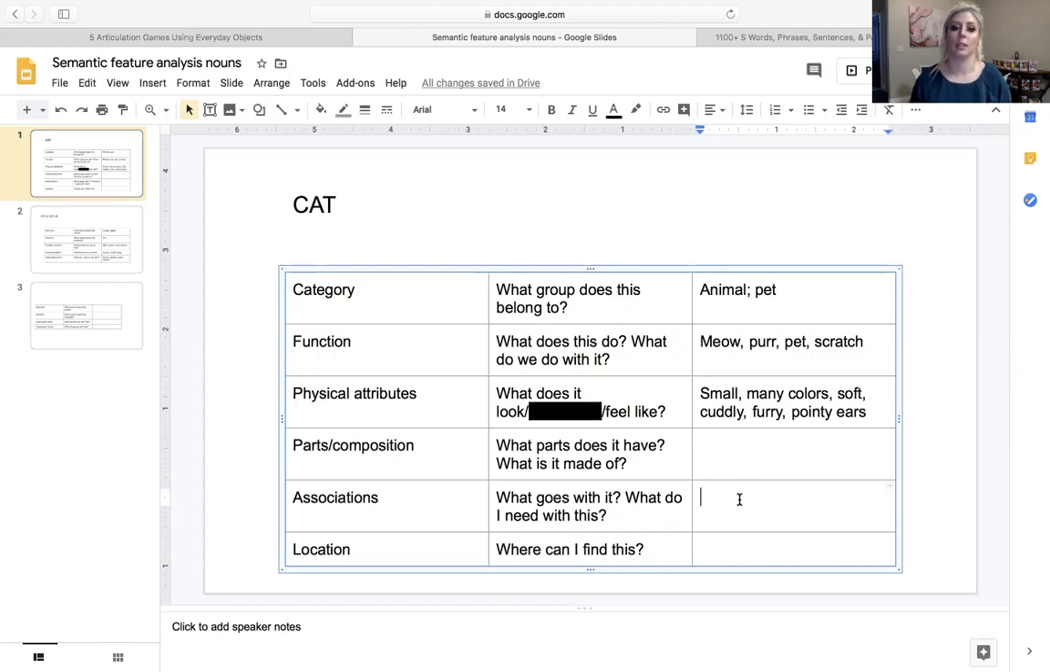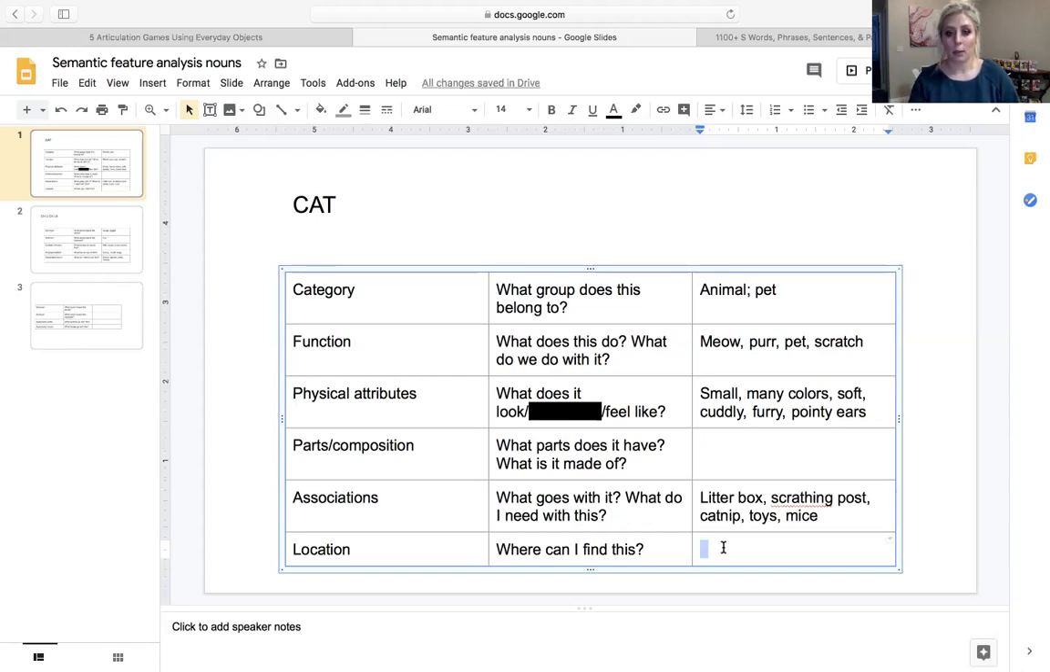And then associations, what goes with it? What do I need with this? So for me, it's kind of like, what do cats like to play with? What are some of the things you need to buy if you're going to have a cat? So for me, litter box, scratching post, catnip, cat toys. Cats like to eat mice, things like that. So different associations that you can think of that go with that thing.